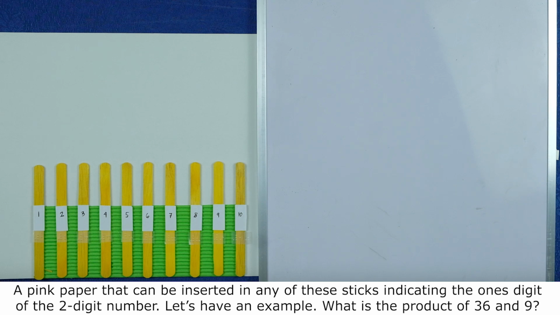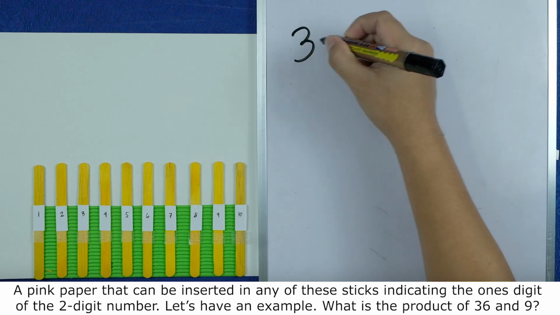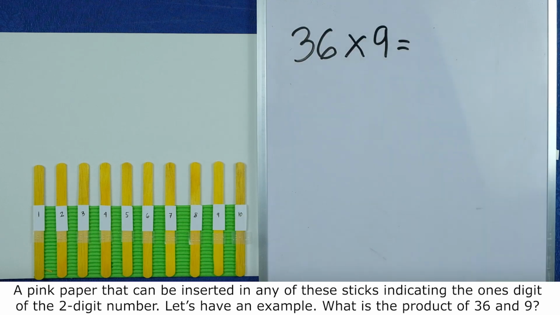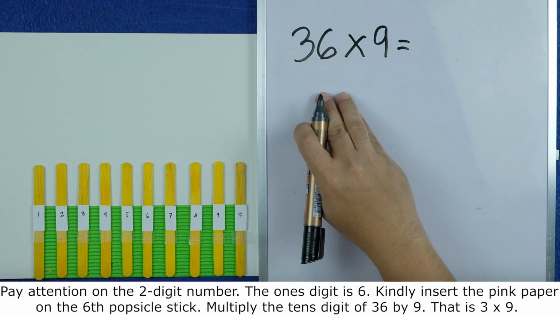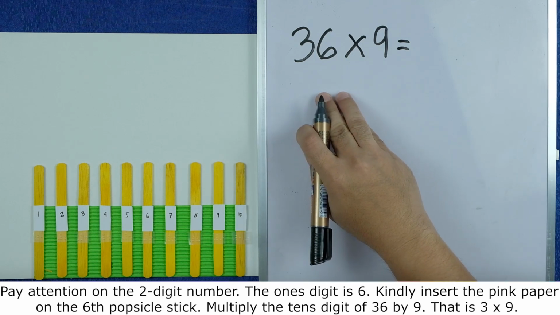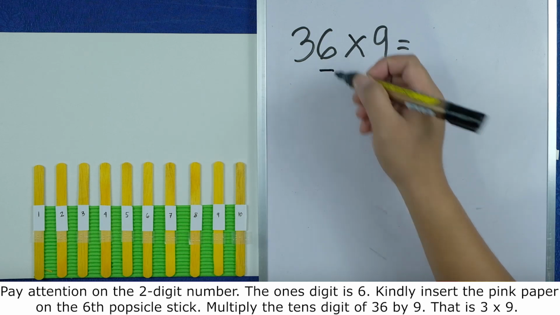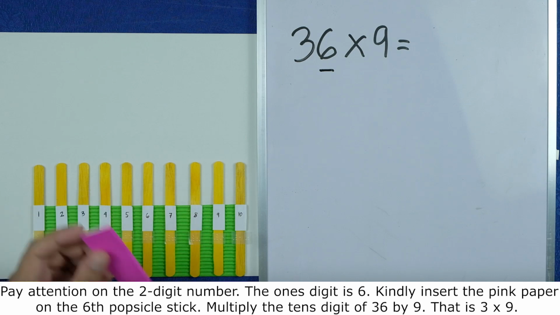Let's have an example. What is the product of 36 and 9? Pay attention to the two-digit number, 36. The ones digit is 6. Kindly insert the pink paper on the 6th popsicle stick.